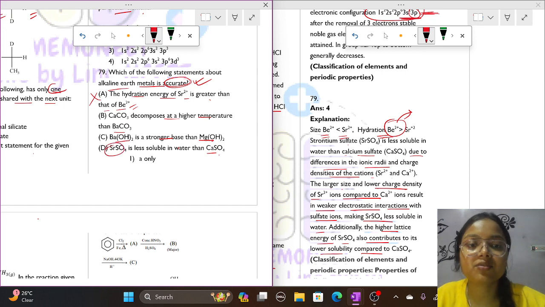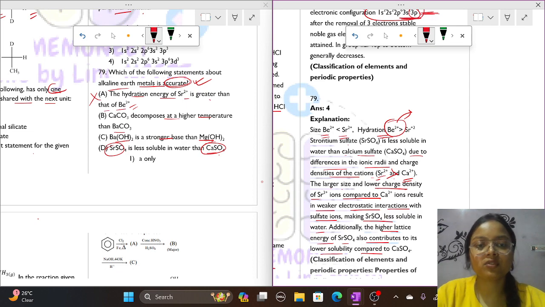This SrSO4 and CaSO4 is explained here as Sr+2 and Ca+2. These have differences in the ionic radii and charge densities. The larger the size, the lower the charge density. Sr+2 has a larger size and its charge density is lower. Therefore, it will be less soluble. SrSO4 is less soluble than CaSO4.